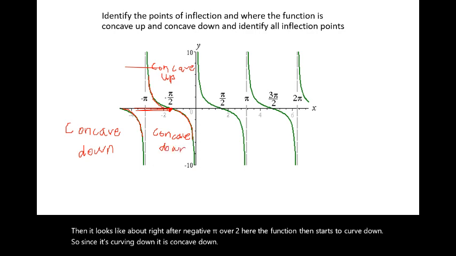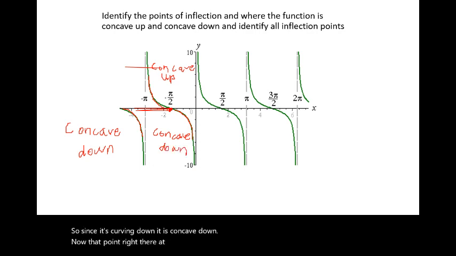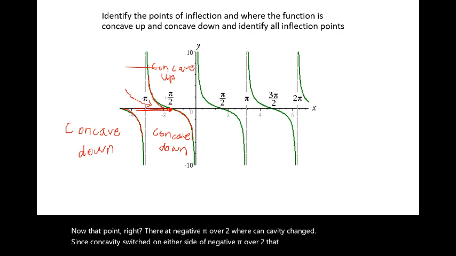Now that point right there at negative pi over 2, where concavity changed. Since concavity switched on either side of negative pi over 2, that means negative pi over 2 is an inflection point.